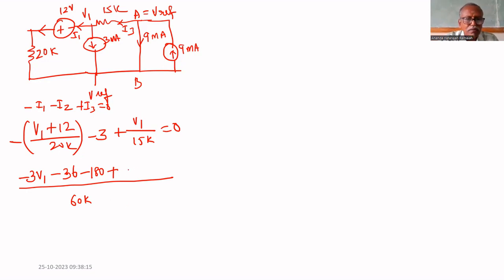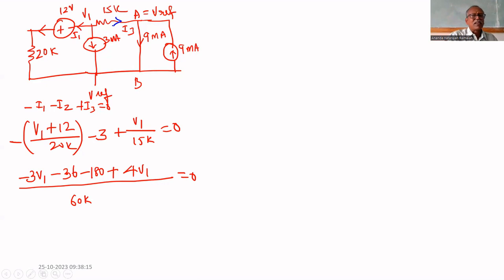Three, 4 times V1. So now V1 equal to what? Am I correct or not? Is this minus or plus? This is at V. I put the direction wrong. A is at V reference, that's why the current direction must be this way. Am I correct or not?